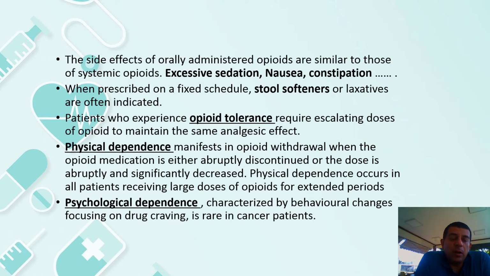Unfortunately, the use of opioids comes with a price because it has some side effects. Whether we use it orally or systemically, it has the same side effects: excessive sedation, nausea, and constipation. Sometimes we need to administer stool softener and laxative for patients who are chronic opioid users. Also, opioids can develop tolerance, meaning that we need to increase the dose of the opioid given to get the same result of analgesia over time. There is also the problem of physical and psychological dependence, although psychological dependence is not very common in cancer patients.